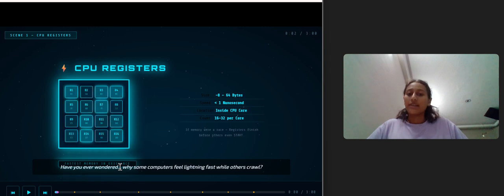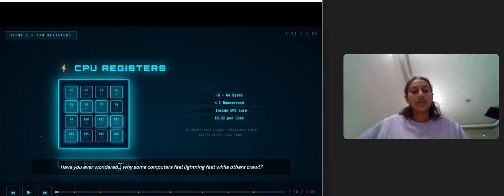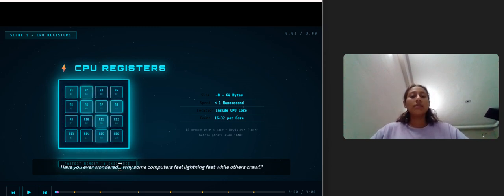Now we are at the fastest memory in existence, CPU registers. Registers are tiny storage locations located inside the CPU itself. They store the data that the CPU is currently working on. Their size is very small, around 8 to 64 bytes, but their speed is incredibly fast, less than 1 nanosecond. To give you an idea, if memory were a race, registers would finish before others even start.